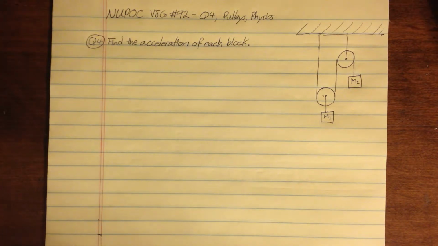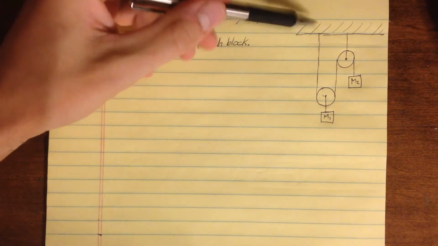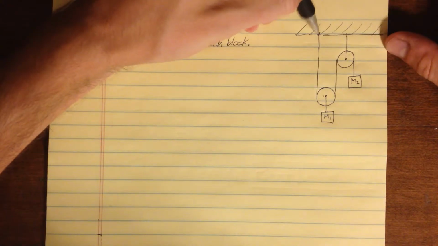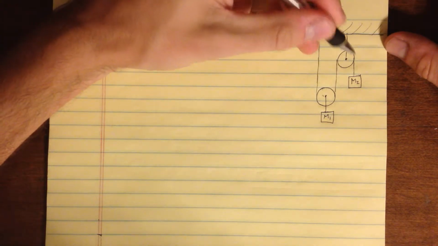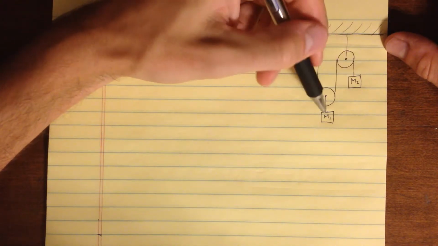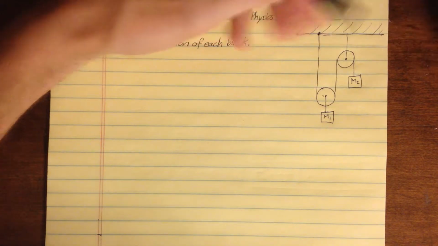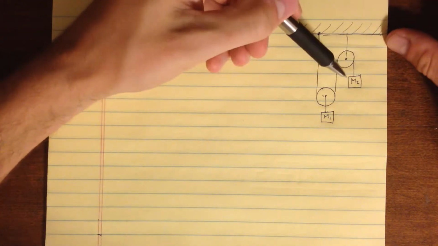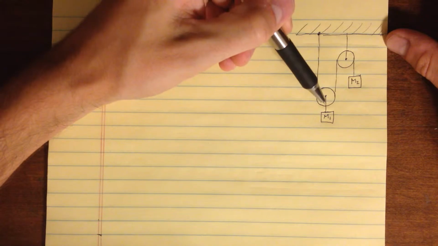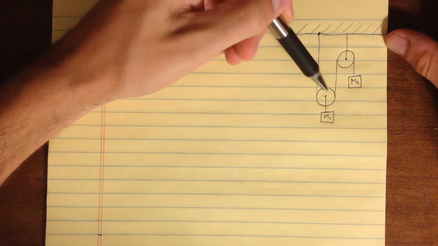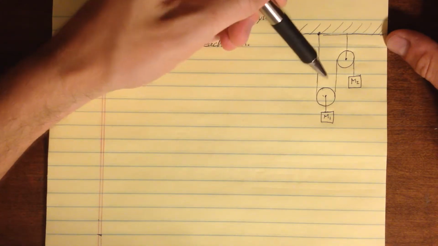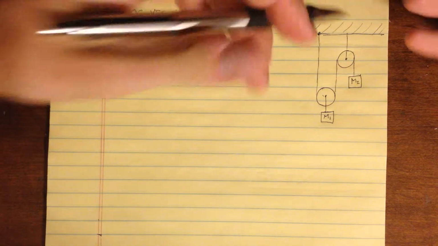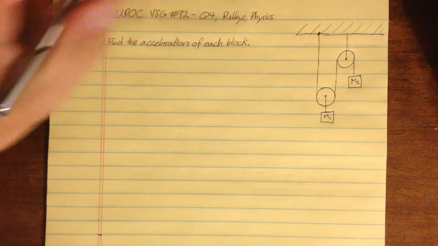So let's get started. We have this system where this rope is anchored up here, and then it snakes through these two pulleys, and we have M2 here and M1 here. And so the whole system can move up and down. If M2 moves down, then this whole pulley with M1 attached to it will move up. And we're going to assume that M1 and M2 are different masses.